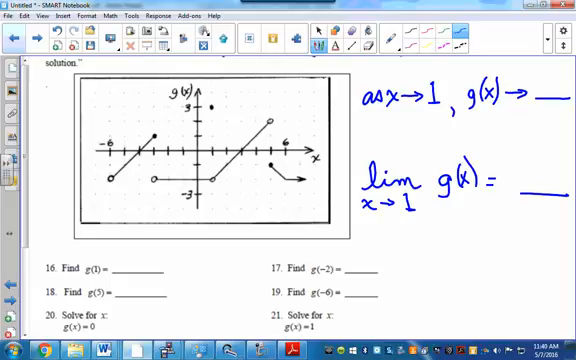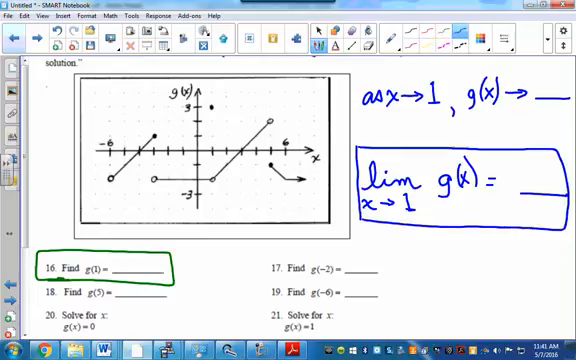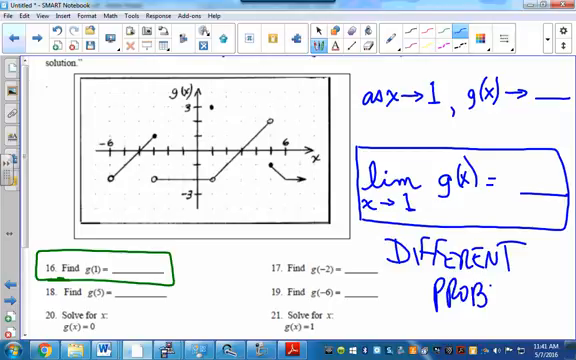Okay, so let's see. What happens to g when x gets close to 1? Now, there's an important note here, and I think you need to listen to this carefully and write down in your notes what this means. This, find g of 1, and this, the limit of g of x as x gets close to 1, are different problems. Different problems. And that's really important because, in fact, they have different answers.